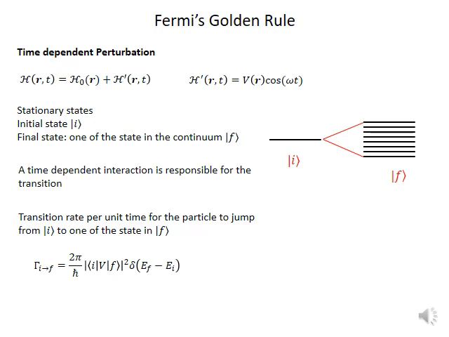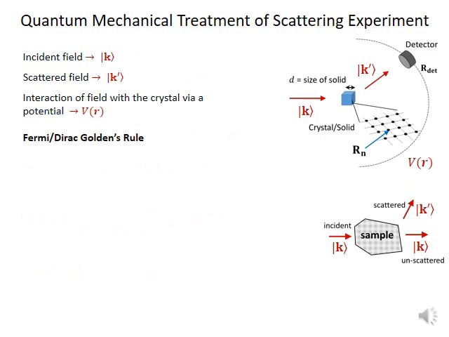So back to this problem. We have an incident state and we have a scattered state. This scattered state is not one state, it can be many states. So this scattering can occur in a continuum of different directions.